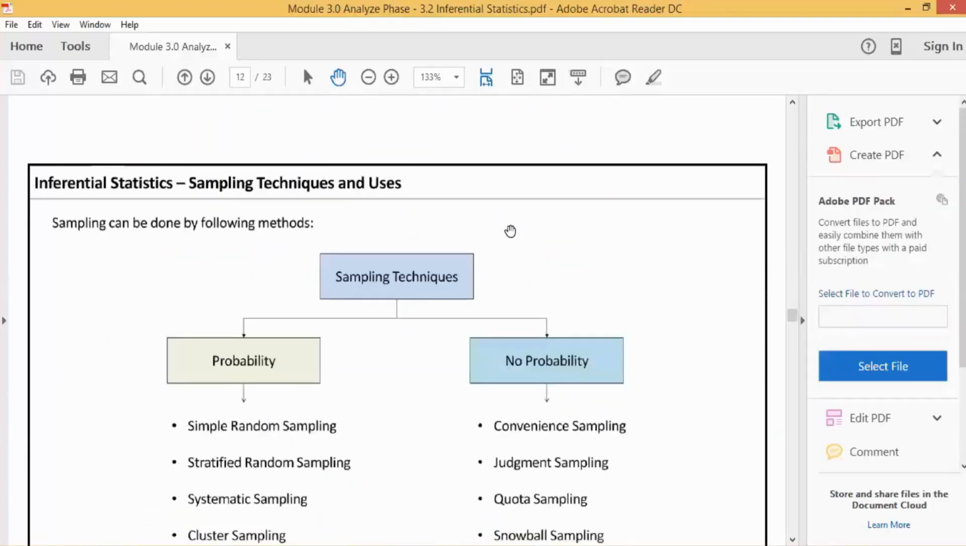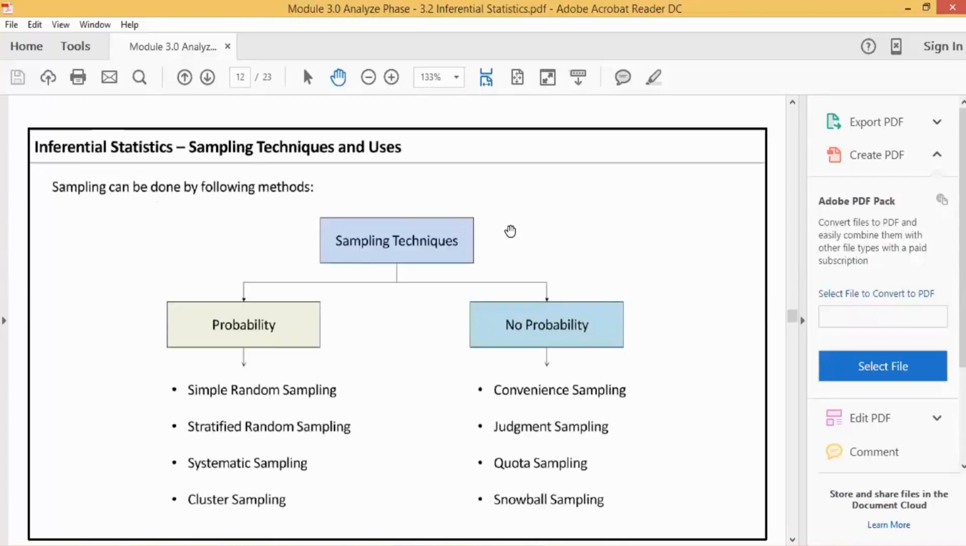What are the sampling techniques? There are two types of sampling techniques, probability and non-probability. Probability is simple random sampling, stratified random sampling, systematic sampling, and cluster sampling. This should be asked in the examination. What are the sampling techniques? Probability and non-probability. In probability, what are they? Simple random sampling, stratified random sampling, systematic sampling, and cluster sampling. I hope this is clear to you.